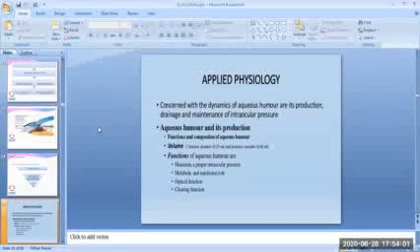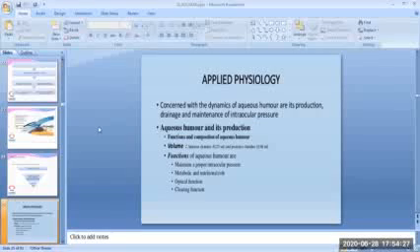First is the aqueous humor and its production. The volume of aqueous humor in the anterior chamber is 0.25 ml, and in posterior chamber it is 0.06 ml. The aqueous humor is a clear watery fluid filling the anterior chamber and posterior chamber of the eyeball.